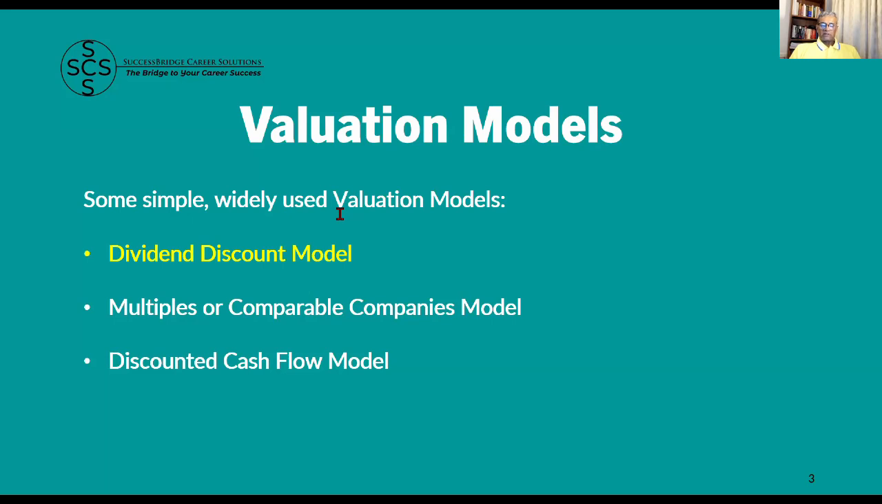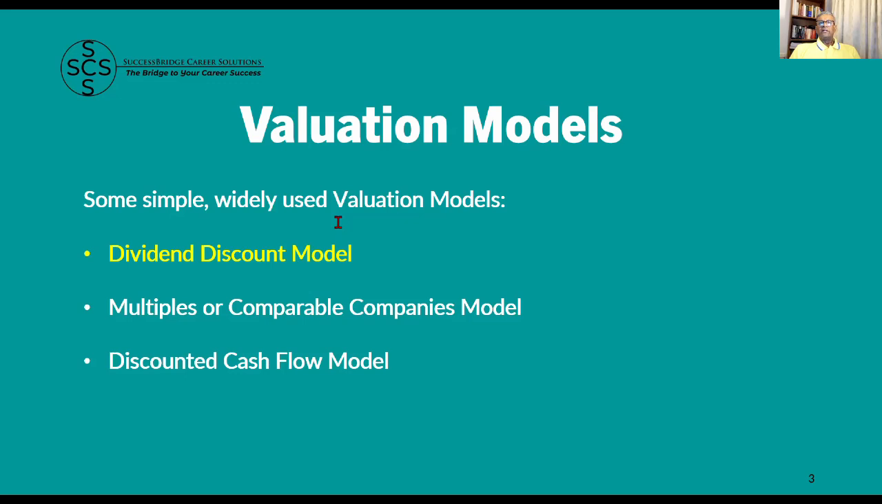For example, the multiples or comparable companies model is used extensively in investment banking, especially to value firms which want to tap the public markets or come for an IPO, because there is not much market data available for the firm. Investment bankers, in order to put a value on the firm, compare the potential IPO company with similar companies in the same industry, and using the comparable companies multiples, they try to value the firm.